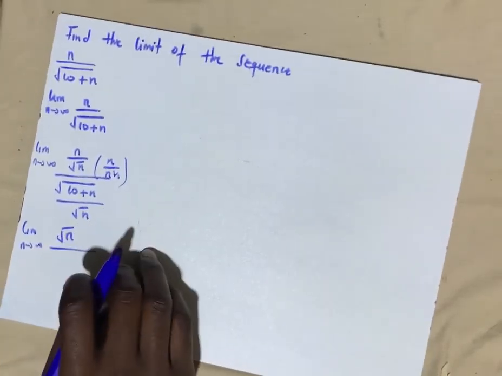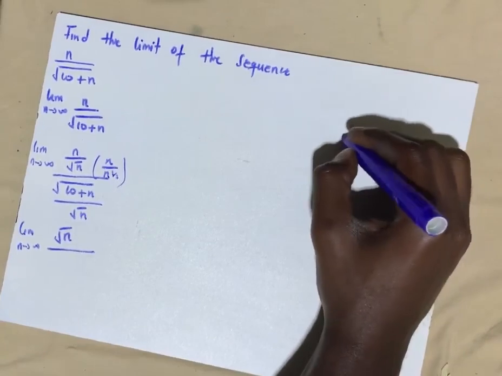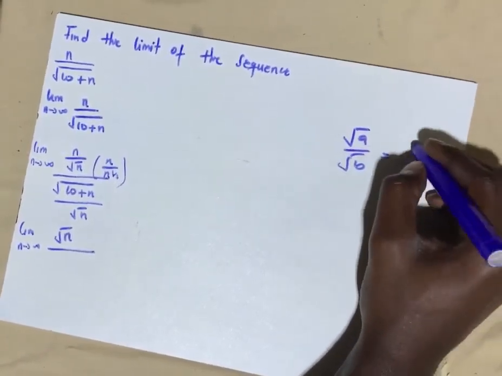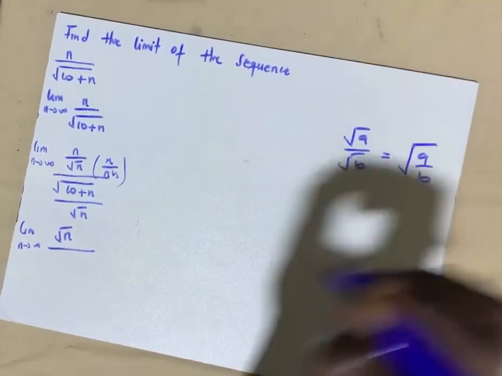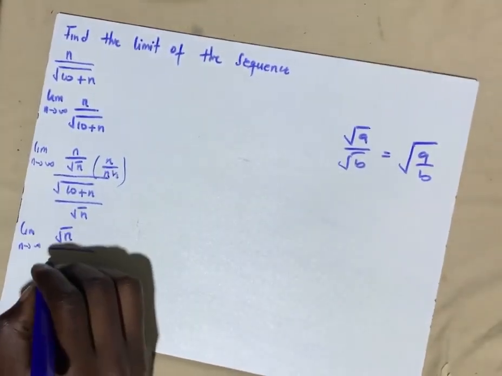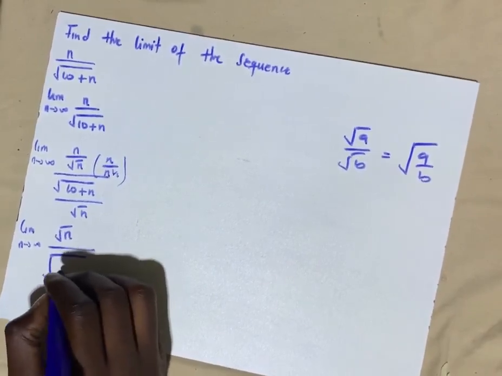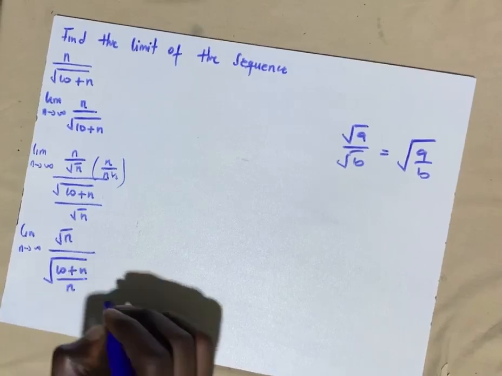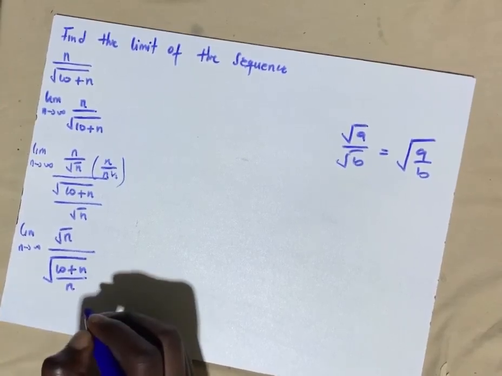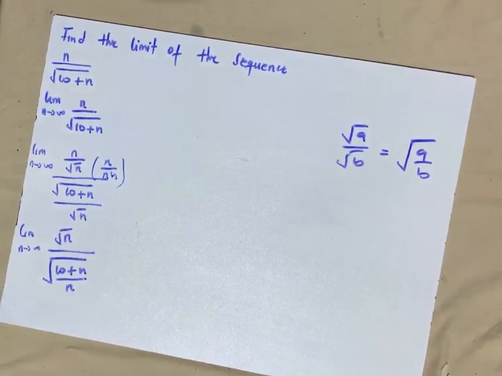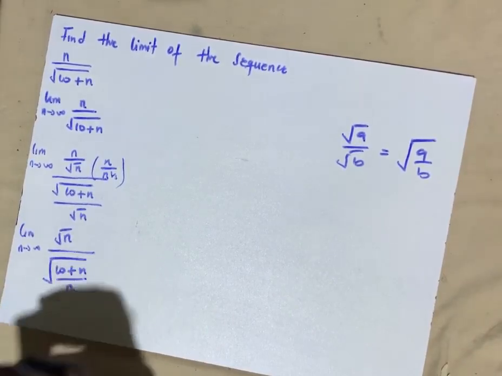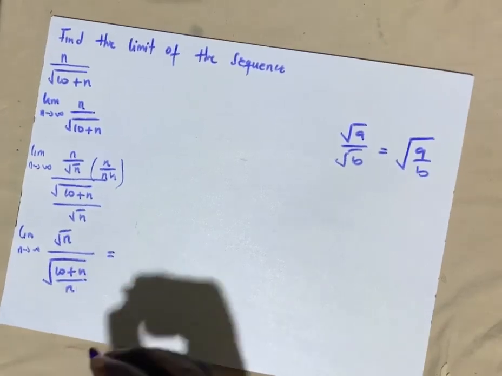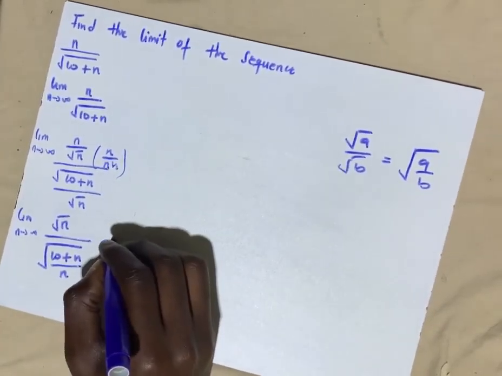Now, when you look at the denominator, you know that anytime you have, let's say, the square root of a over the square root of b, you can easily say that you have the square root of a over b. So the same thing is going to happen over here. We put everything under the same square root. We have 10 plus n all over n. Now we can easily solve this one by finding the limit inside the square root.